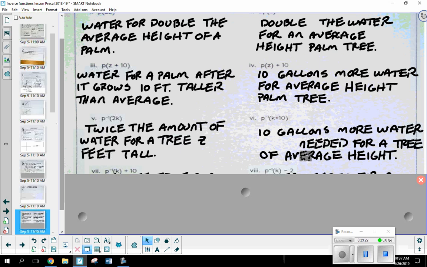Okay. And first ask yourself, what's being changed? Am I changing the amount of water or am I changing the height? The height. Remember, for the inverse, what are we plugging into the parentheses? The amount of water, what I get out of that is going to be the height. So how do I know I'm changing the height here and not the water? Where's that plus 10? It's outside what?